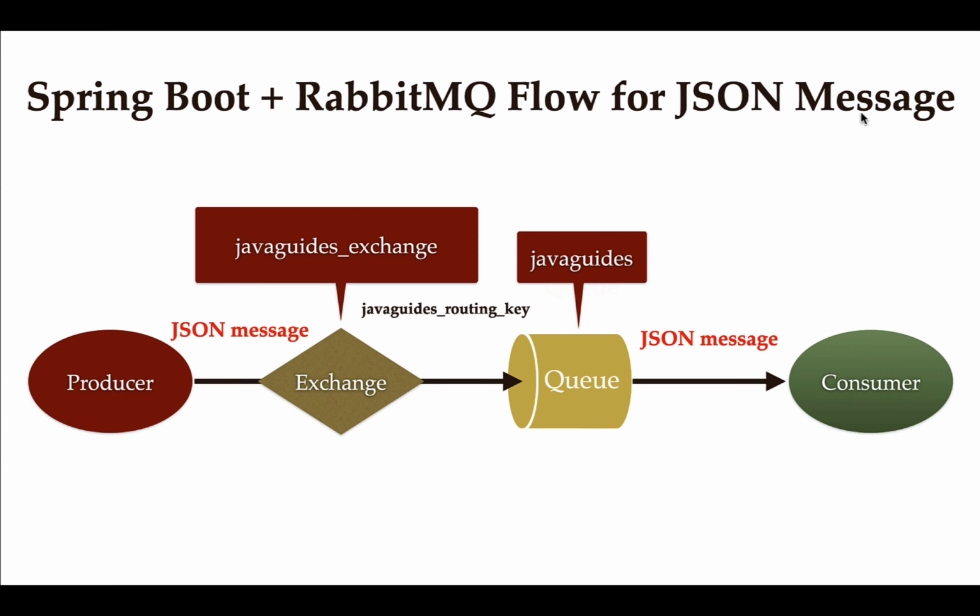Next, you will learn how to use a message of type JSON for communication between producer and consumer using RabbitMQ in a Spring Boot project. Well, in real-time projects, we basically use a JSON message for the communication between producer and consumer, right? So in this course, you will also learn how to use a message of type JSON for communication between producer and consumer using RabbitMQ in a Spring Boot project.